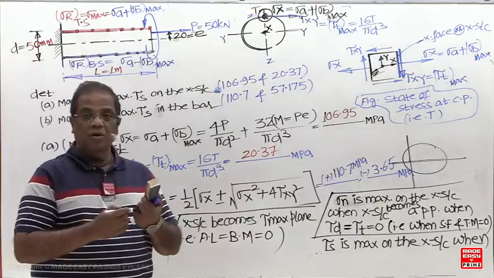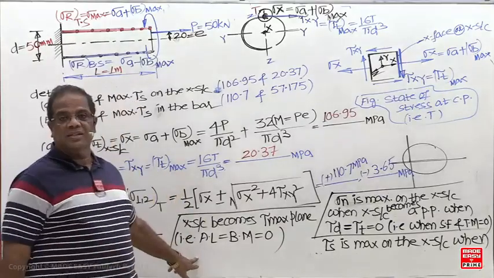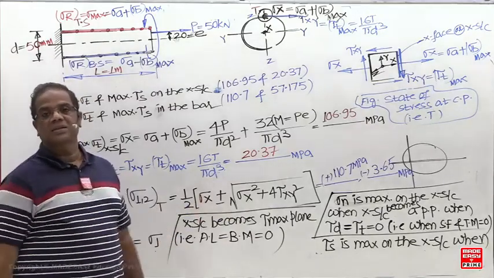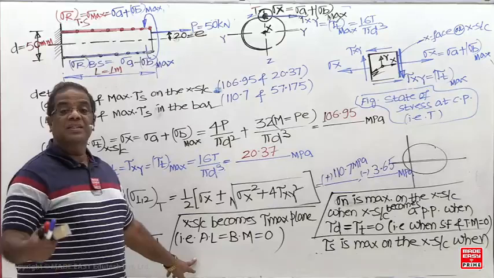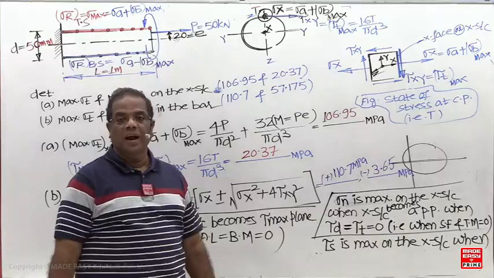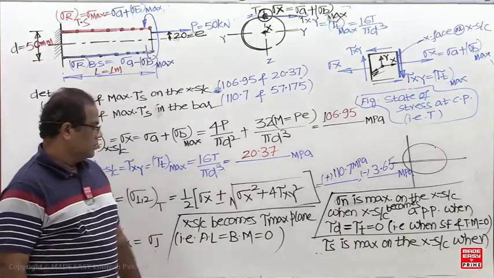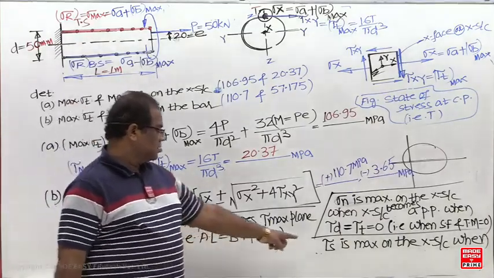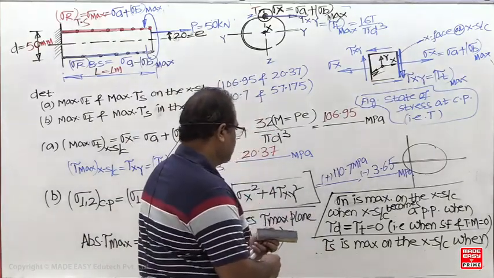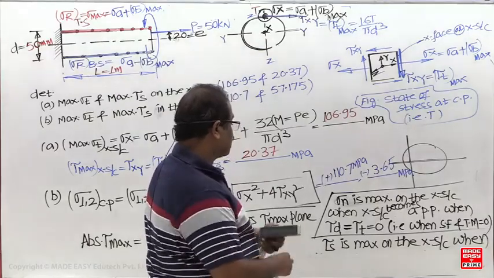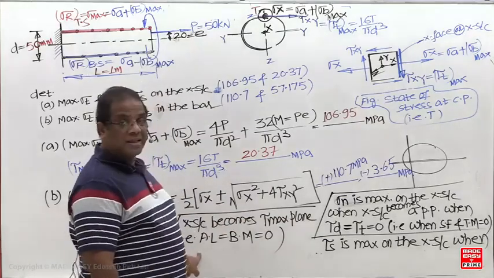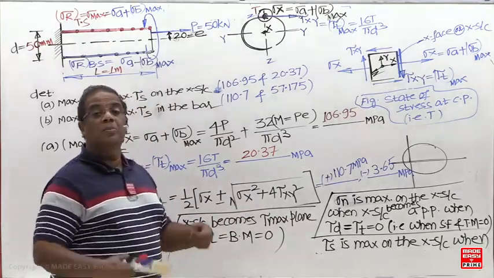When there is no axial load and no bending moment on the cross section, it means there is no normal stress on the cross section. That is, when sigma A and sigma B both are 0, the resultant normal stress is 0, then the cross section will become the tau max plane. Shear stress is maximum on the cross section when the cross section becomes the tau max plane, when axial load and bending moment both are 0.